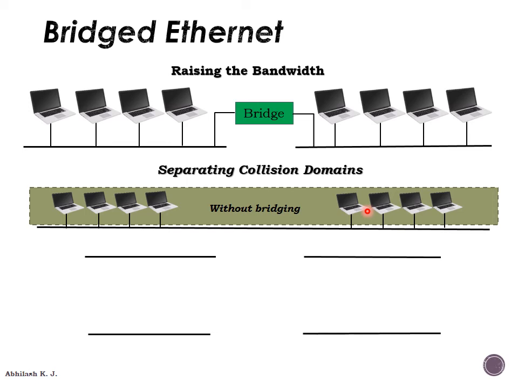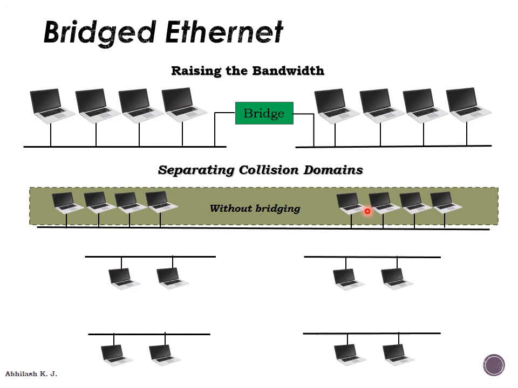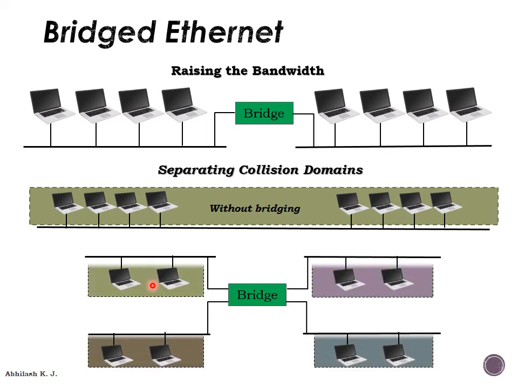In this case, the entire shared medium is divided into 4 different LAN segments, and in this particular situation the collision domain is also separated. So 8 stations are divided into 4 segments, 2 stations per segment. We can clearly see that the collision domains are also separate.